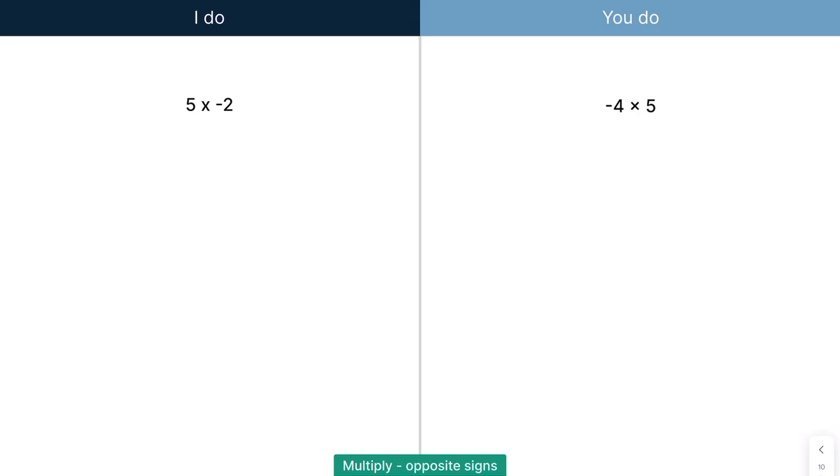Now moving on, when you have a positive number, so here we have a positive 5 and a negative 2, the answer then becomes a negative. Okay, so what's 5 times 2? It's 10, and we're going to have a negative at the front of it.